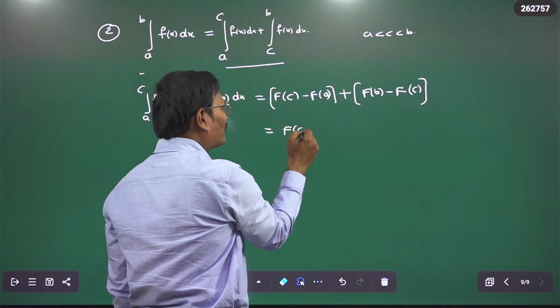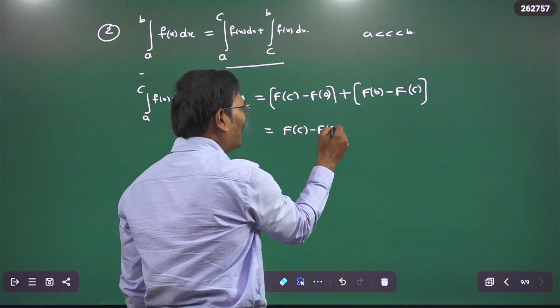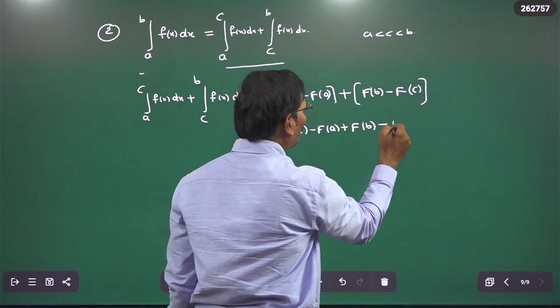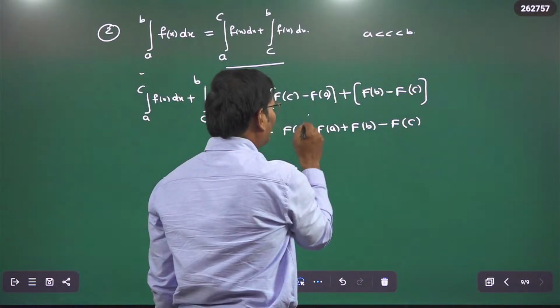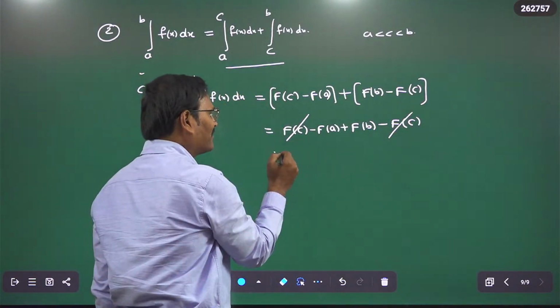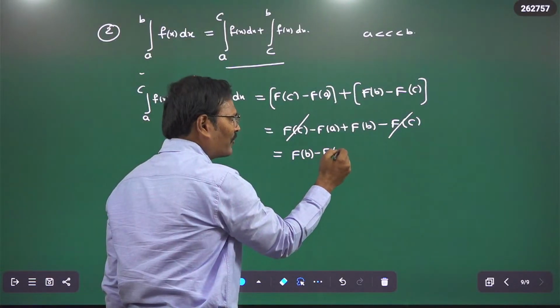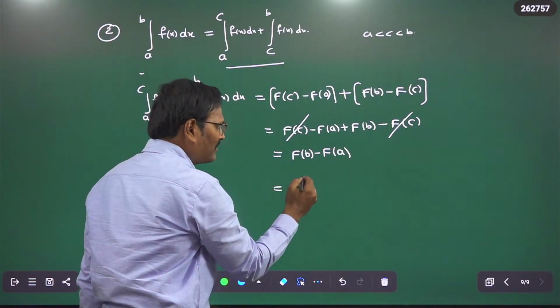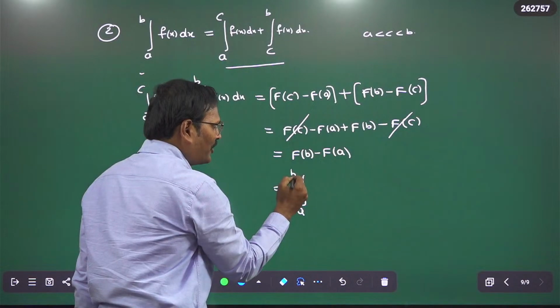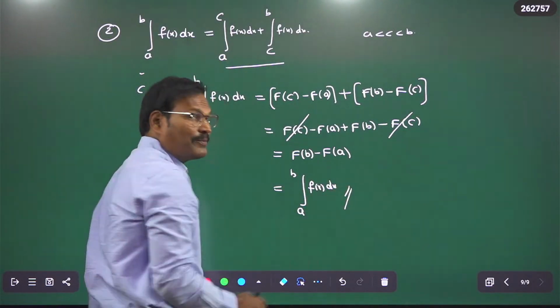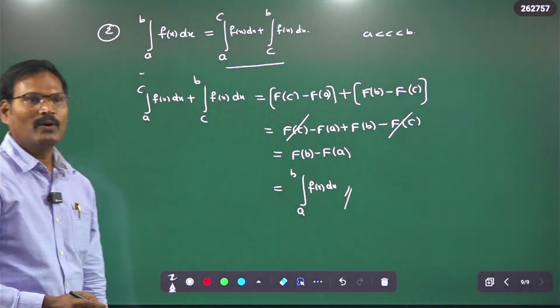So f of c minus f of a plus f of b minus f of c plus f of c minus f of c get cancelled. So we can write f of b minus f of a. So can we write this as integral a to b f of x dx? Yes or no? Is it proved? So LHS is equal to RHS.